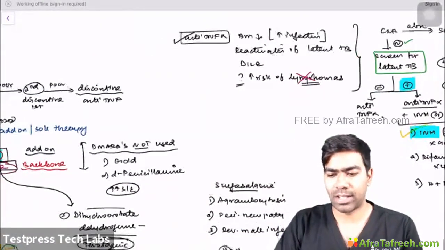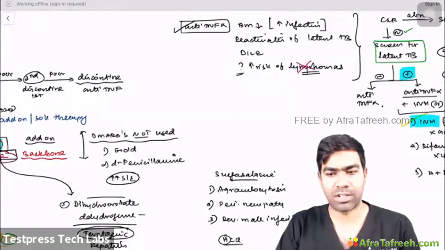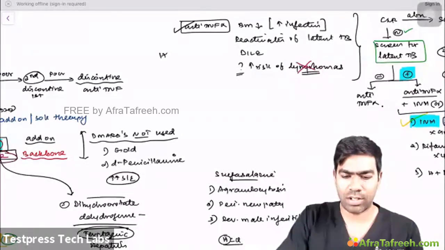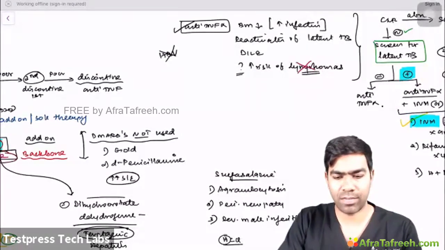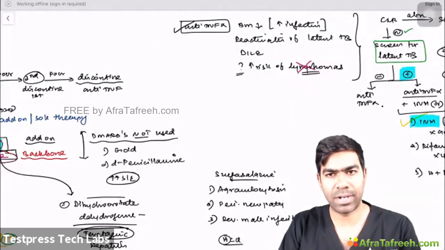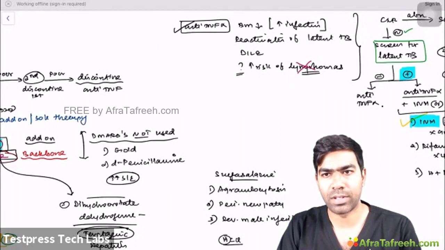So I think we have discussed the important principles with regards to anti-TNF alpha drugs, the most important being screening for tuberculosis. And it's been long thought that in hepatitis B virus, you cannot give anti-TNF drugs. In HCV, you cannot give anti-TNF drugs. But these are all completely eradicated now. Even in the setting of hepatitis B virus, even in the setting of hepatitis C virus, you can start anti-TNF agents, but with a good antiviral cover.